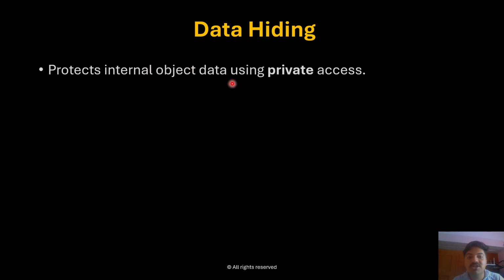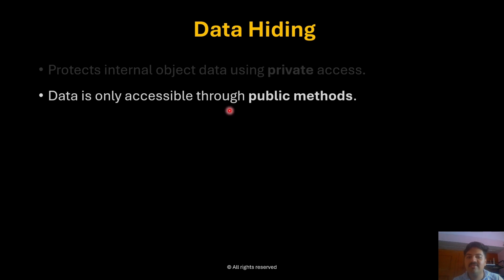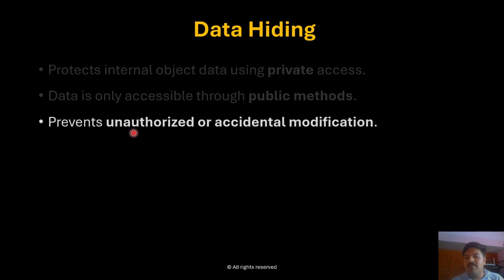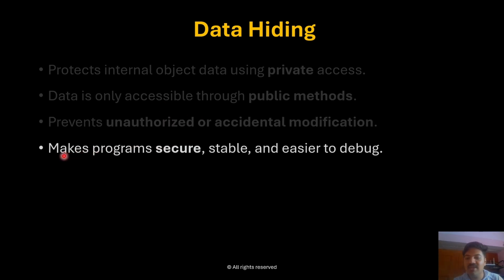It protects internal object data using private access. So that data is hidden internally, protected internally, and can only be accessed privately. Data is only accessible through public methods. So only a public method can access the data. It prevents unauthorized or accidental modifications. So the data cannot be modified or changed without authorization. It makes programs secure, stable, and easier to debug. So the code is secure, stable, and easier to debug using data hiding.